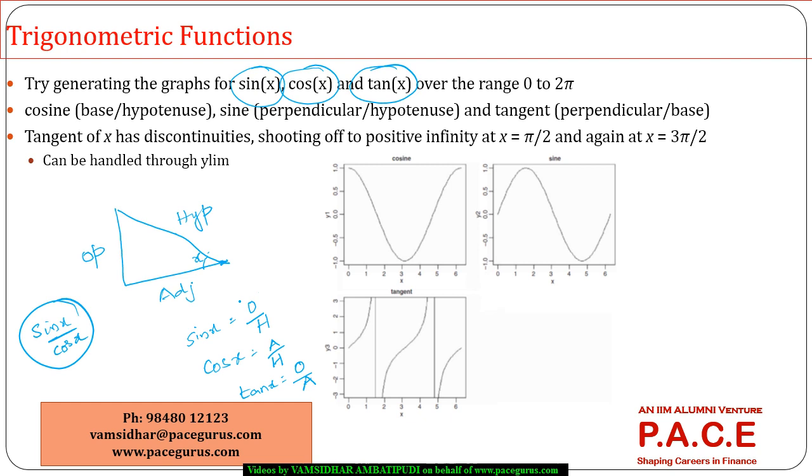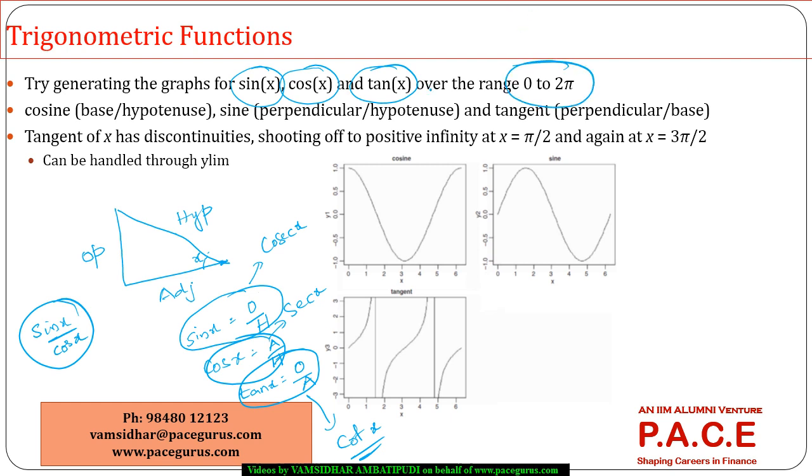And the inverse of these: 1 by sin x is called cosecant x, 1 by cos x is called secant x, and 1 by tan x is called the cotangent or cot x. So these are some of the common names used very heavily in trigonometry. I can try looking at the graphs of all these in the range of 0 to 2 pi. So I can very well create all these graphs together.